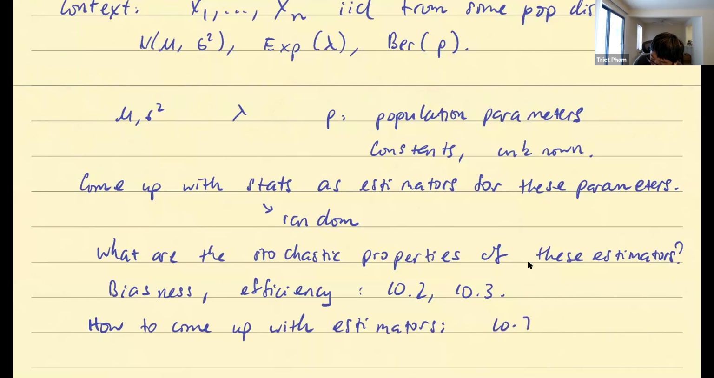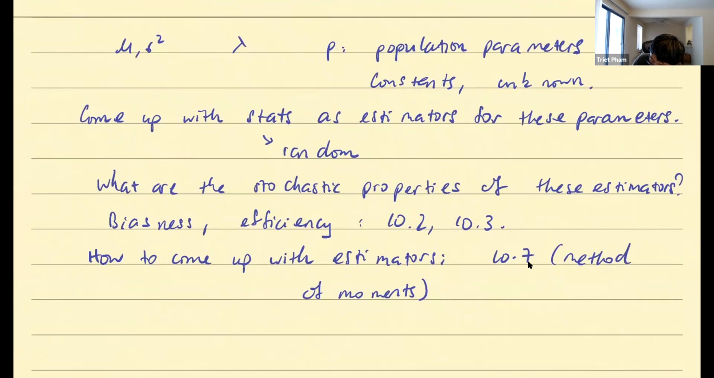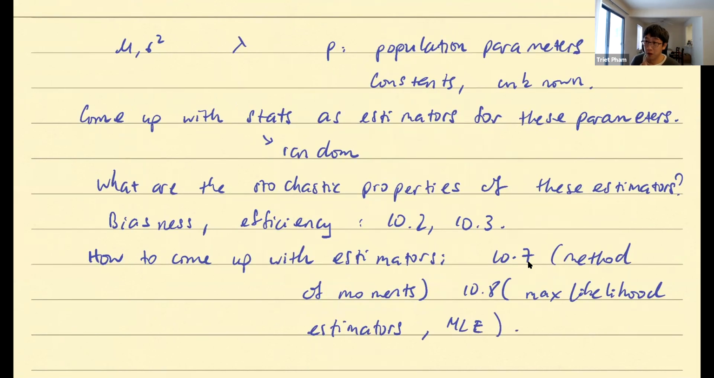That will be 10.7, which is called the method of moments. And 10.8, which is maximum likelihood estimator, or as they're always called in the stat world, MLE. They're so popular that people don't even want to say the whole name. They just call it MLE, maximum likelihood estimator. So anyway, that's the program: how to come up with estimators and how to judge their properties.